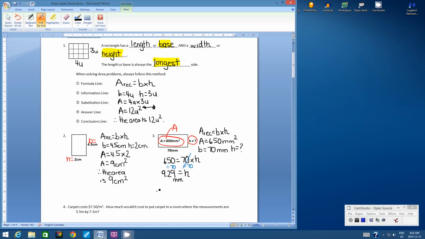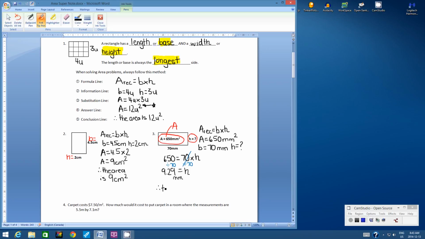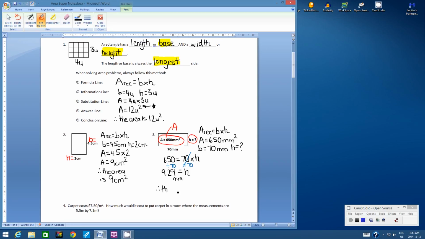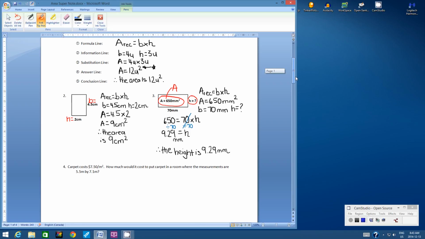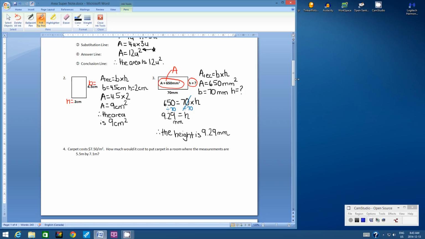Finally, our conclusion statement. Therefore, the height is 9.29 millimeters. Okay, we'll get lots of practice with this type of question. We're actually using a bit of algebra to solve it. Okay, so let's go on to example 4.